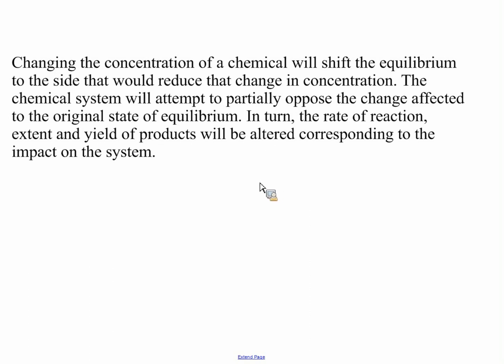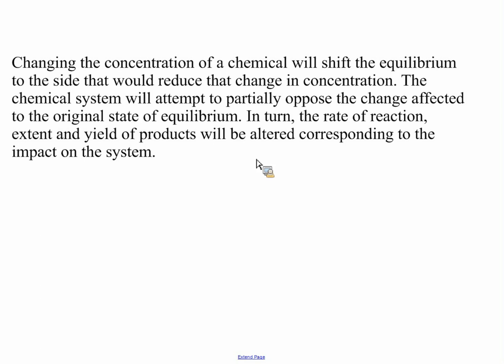The chemical system will attempt to partially oppose the change effected to the original state of equilibrium. In turn, the rate of reaction, extent, and yield of products will be altered corresponding to the impact on the system. Woo! That's fun. Hey, that all boils down to add away, take away, I stay.